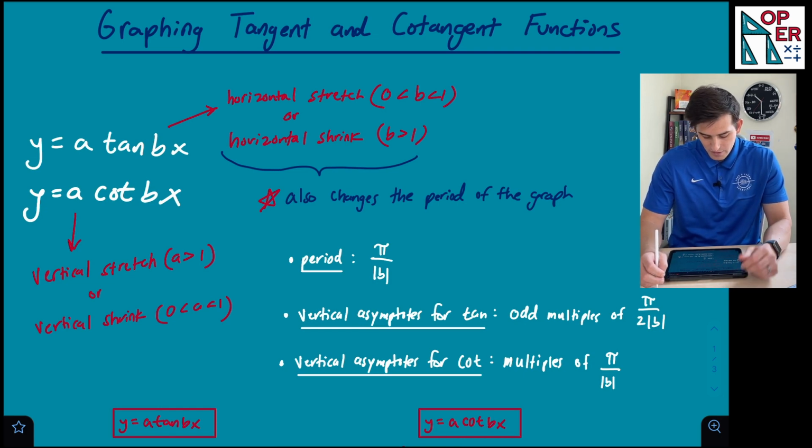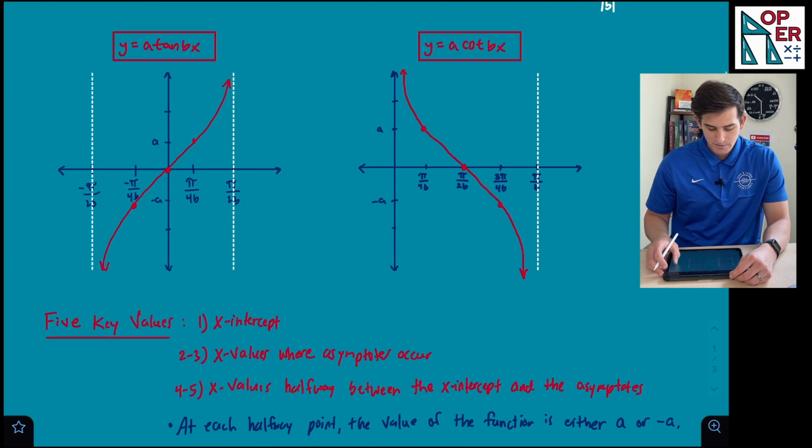So there are 3 important things to know: the period and where our asymptotes should be located. The period is going to be pi over the absolute value of b. The vertical asymptotes for tangent should be odd multiples of pi over 2 times the absolute value of b. And the vertical asymptotes for cotangent will be multiples of pi over the absolute value of b. So here's what our graphs will look like.